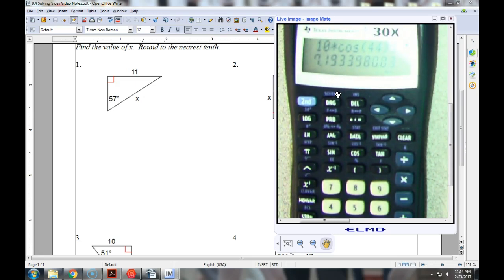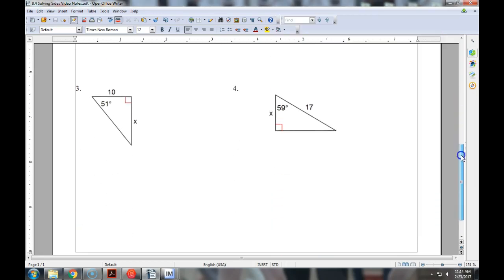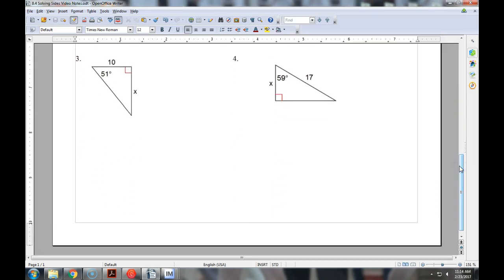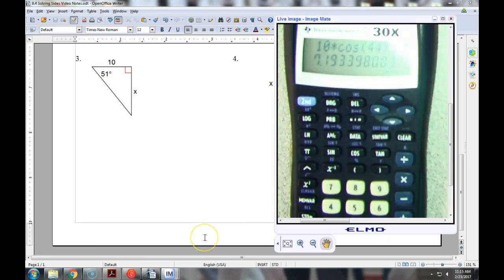All right, let's pick up number 3. And see if I can maybe leave this calculator up over the side. I'm just playing around doing this for the first time in this video, so bear with the technical difficulties. Alright, so this triangle, I need to figure out what x is.